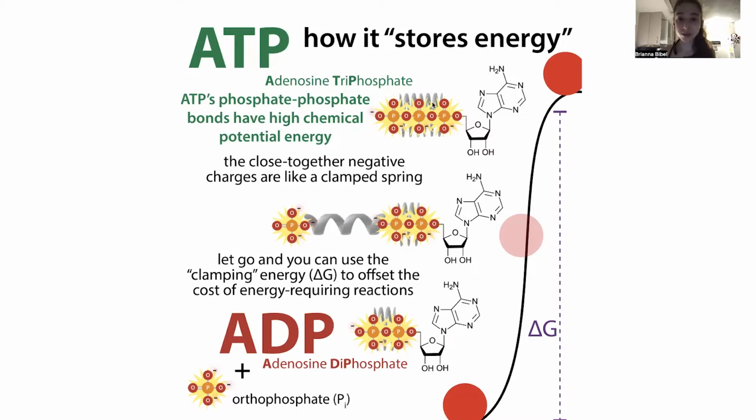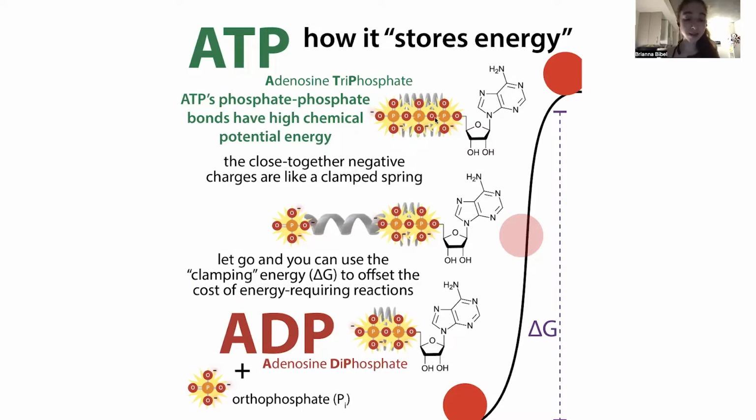As I mentioned, you have three negatively charged phosphate groups. When you have negatively charged molecules held close together, they're not going to want to hang out together. They're going to repel one another. And if they're repelling one another, then it's going to take energy to hold them together.